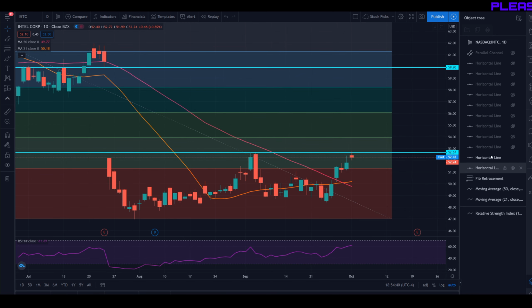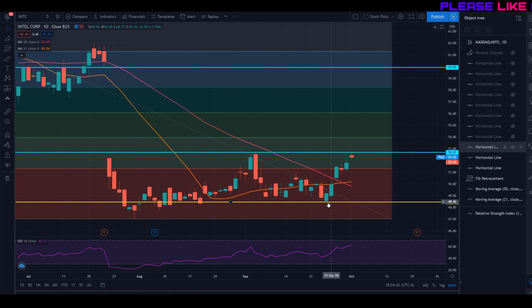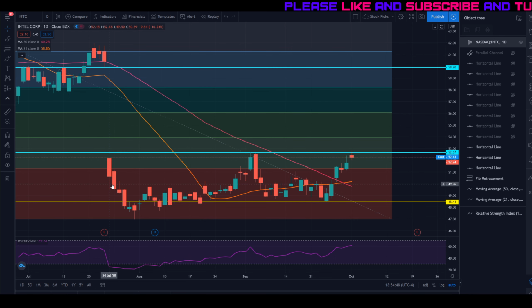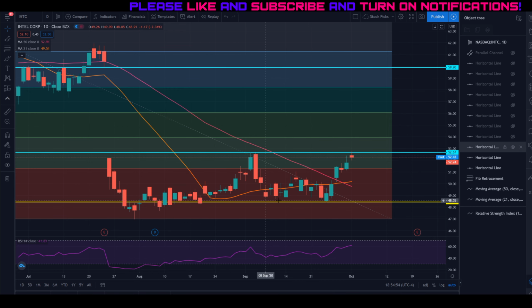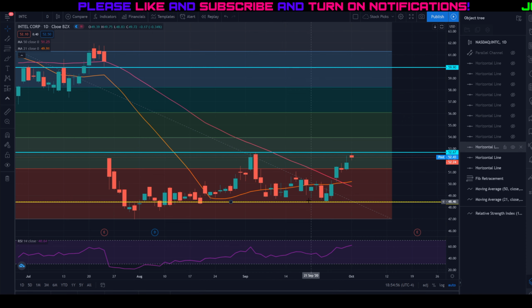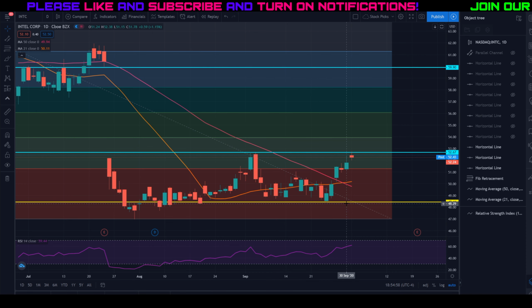But let's keep working and see what else we can identify. So I noticed there's a support level here all the way down at about $48. You can see ever since we dipped back in July, this has been a fairly strong area of support. We've been bouncing off this line a few times now for the past few months. So I believe that's a strong area of support for us.